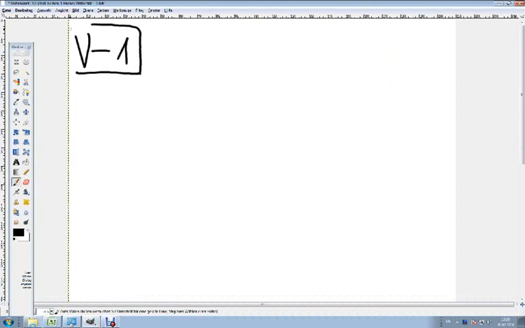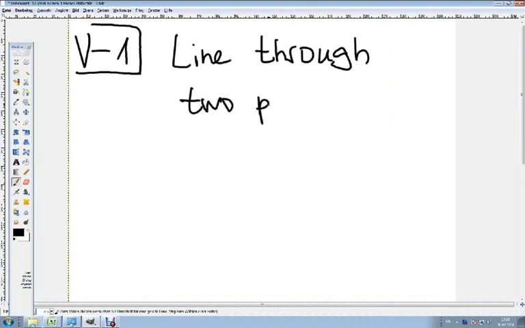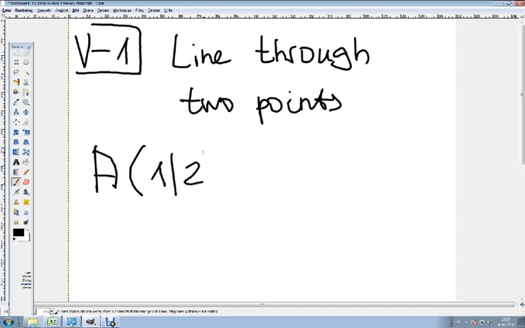It is problem number 1: a line through 2 points. If I have 2 points given, I can calculate my equation for the line. Let us say we have point A with 1 and 2, and B with 3 and 12.